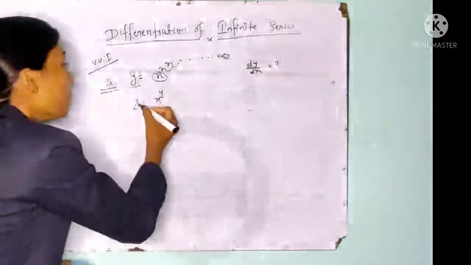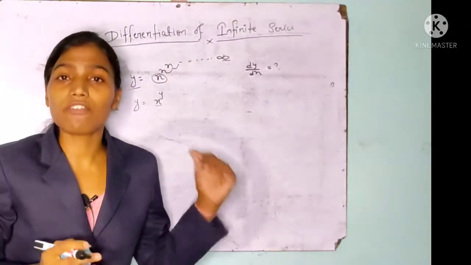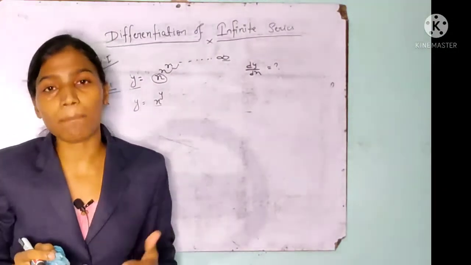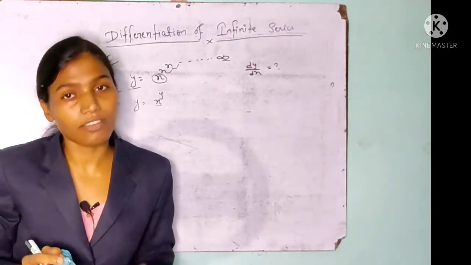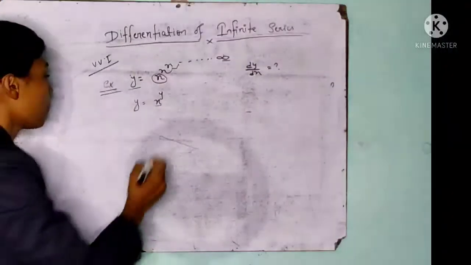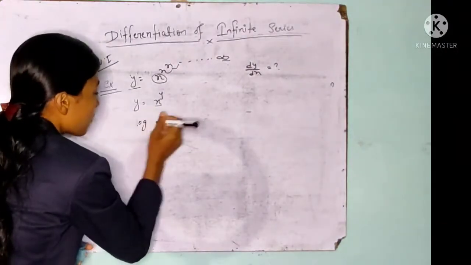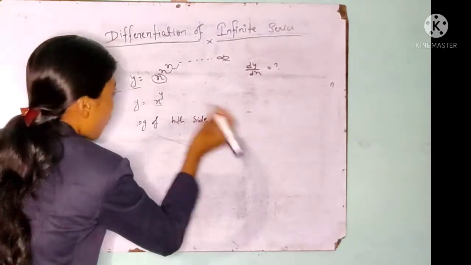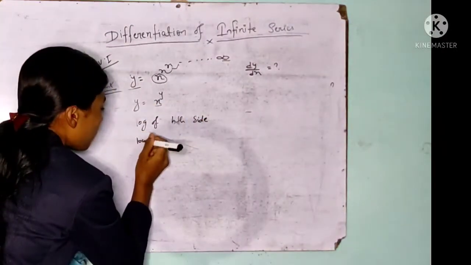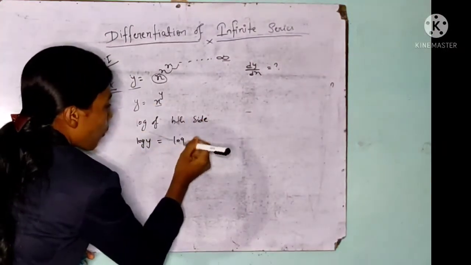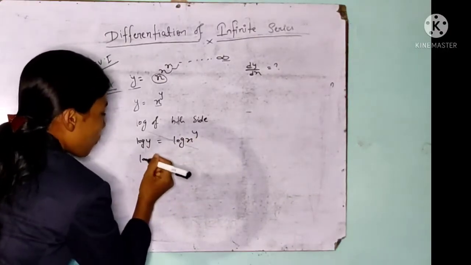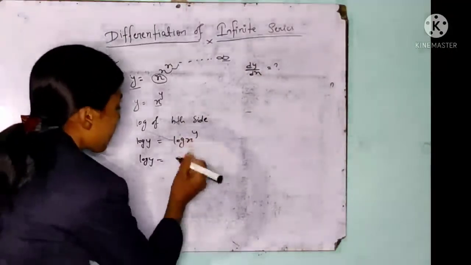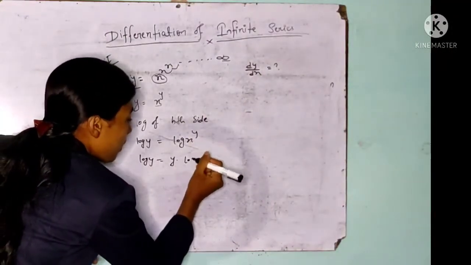Now if we get a function with a power of expression or a product of expressions, then we apply logarithm before differentiating. So here also the same rule, applying log on both sides. Log of y is equal to log of x to the power y. Now log of m to the power n gives the formula n log m. So n is our y, and log of x.